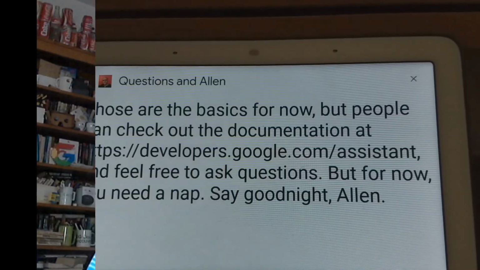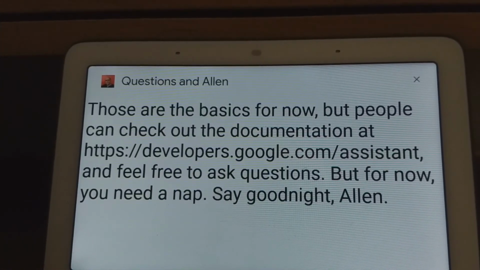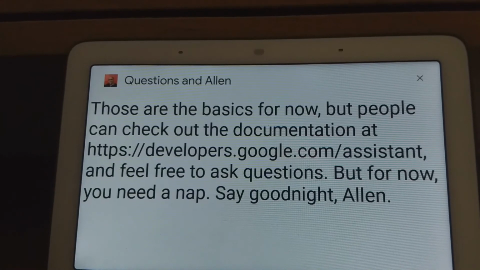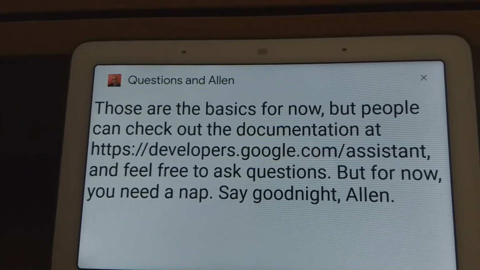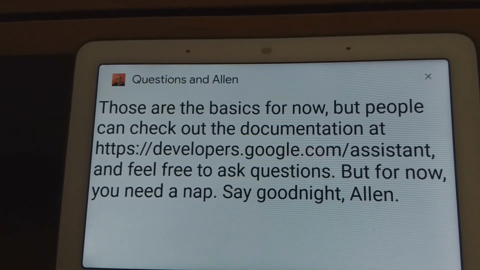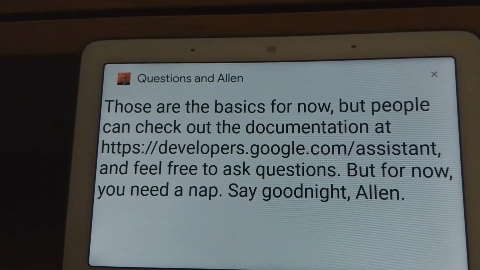Hey, Google, what else do you think I need to cover? Those are the basics for now, but people can check out the documentation at https://developers.google.com/assistant and feel free to ask questions.